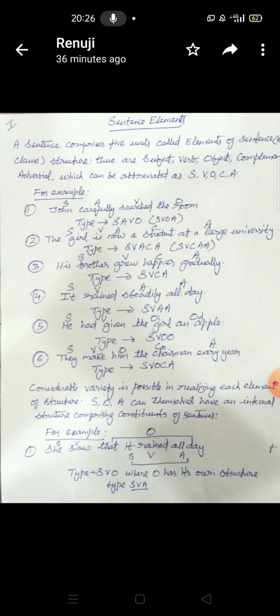So the third sentence is: His brother grew happier gradually. Again, his brother is the subject, grew is the verb, and happier is a complement. Grow is a linking verb which requires a complement, and gradually is an adverbial. So this sentence is of the type SVCA. Again, the fourth: It rained steadily all day. It is the subject, rained is the verb, steadily, of course, is an adverbial. All day is also an adverbial.